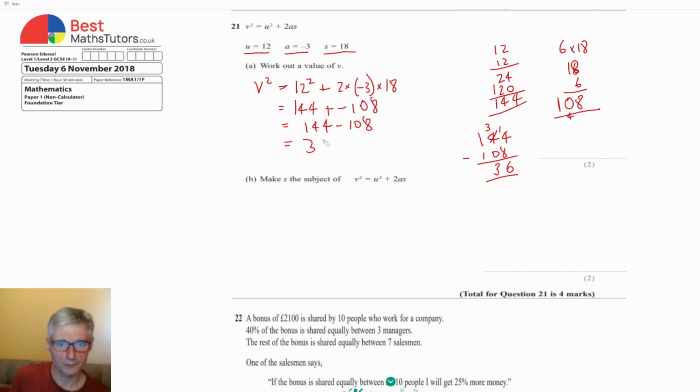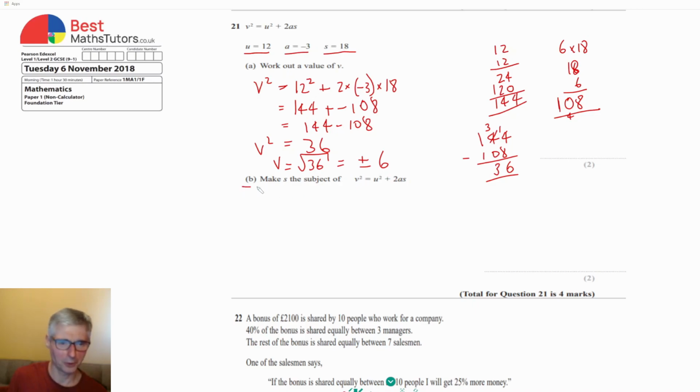So I've got v squared equals 36, and so v is equal to the square root of 36, and because a square root can have a positive and a negative answer, we've actually got plus or minus 6, because 6 times 6 will give us 36, but also minus 6 times minus 6 would also give us 36. So we need both of these answers there.